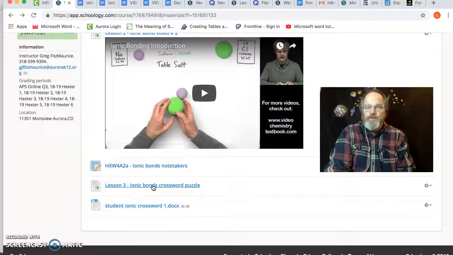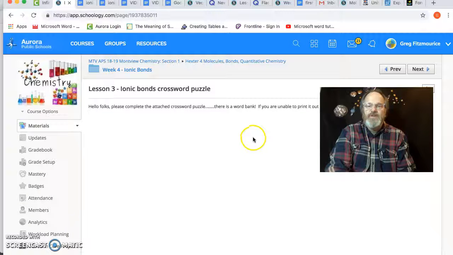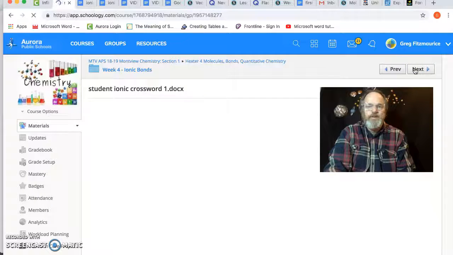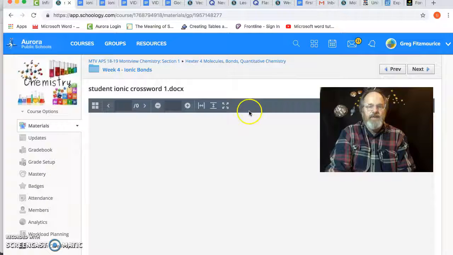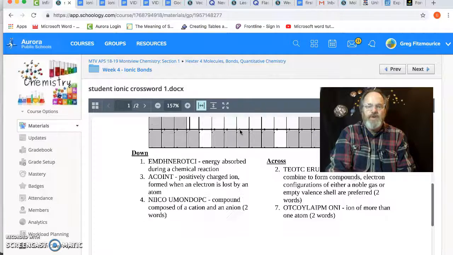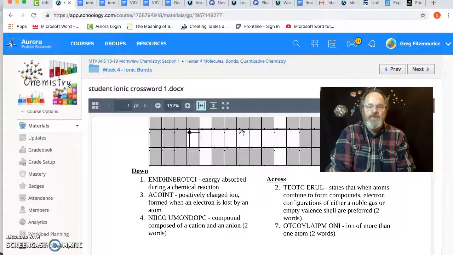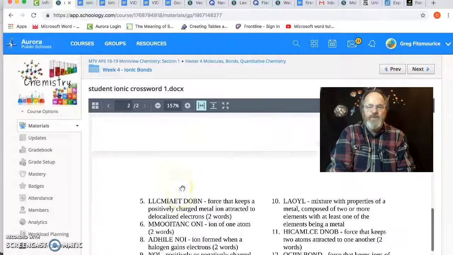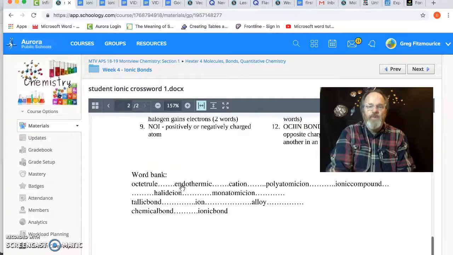I don't have a quiz this week, but I have a crossword puzzle. And it just says complete the crossword puzzle, which is next. Let's hit next, see if that's, there we go. And here it pops up, student ionic crossword. So there are the clues, and you just have to unscramble the word, and there's the definition for what the word is, okay? There is a word bank also down here, okay?